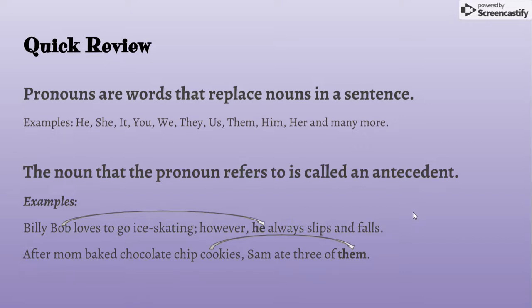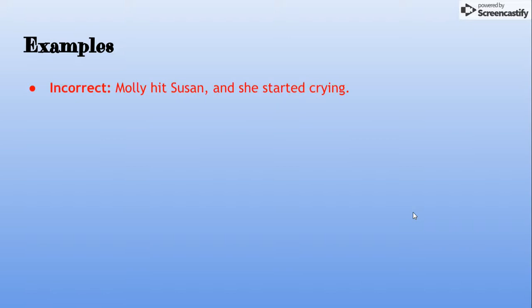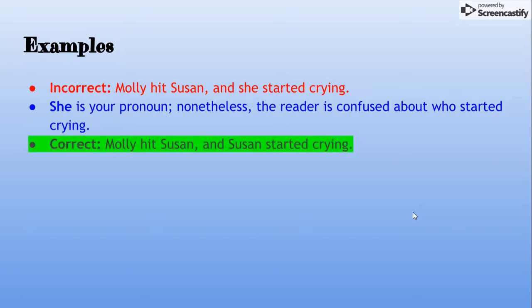If there is no antecedent, we can be very confused. So let me give you some examples of what a vague pronoun might look like. Here's the first one. Molly hit Susan and she started crying. We have a serious problem here because I don't know who started crying. You can probably guess that it's Susan because Susan's hurt, but we don't know for sure, because this is a vague pronoun. We have two people, both of whom we would use she for, and we don't know which one we're talking about. So how do we correct it? You might say something like this.